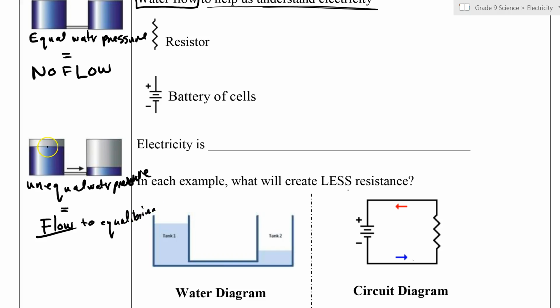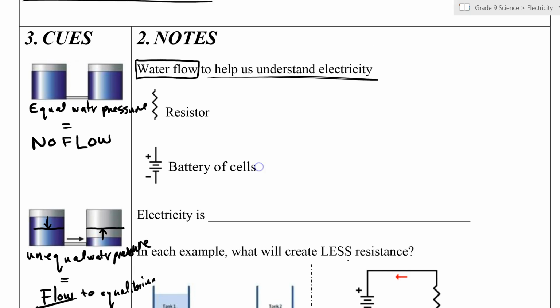So what's going to happen is the water is going to go down to a point, which is here. It's going to flow into here, and this tank water is going to be raised until they're equal. And we know that equal water pressure equals no flow, so that means it's going to stop.